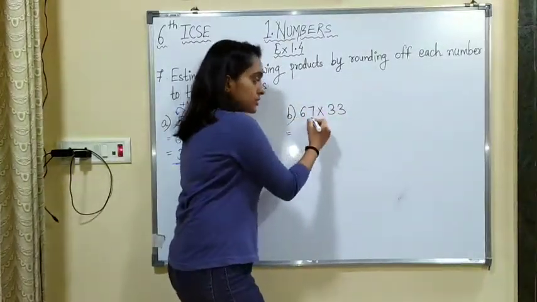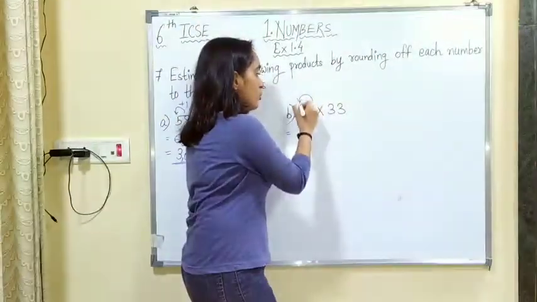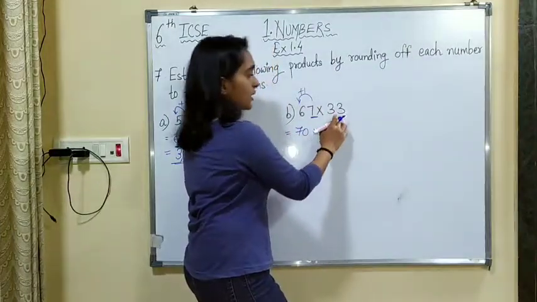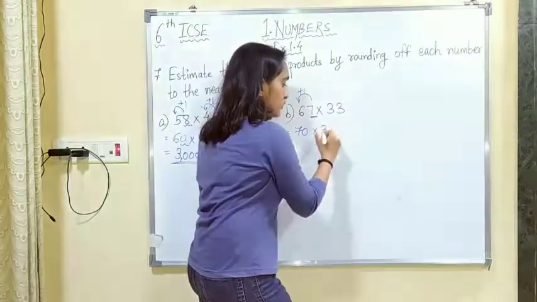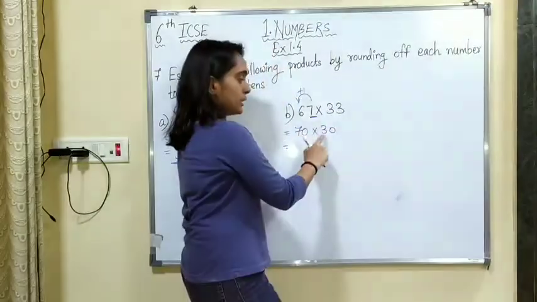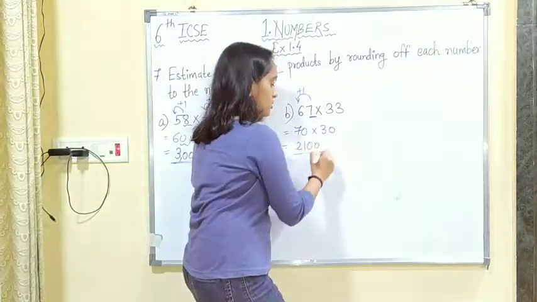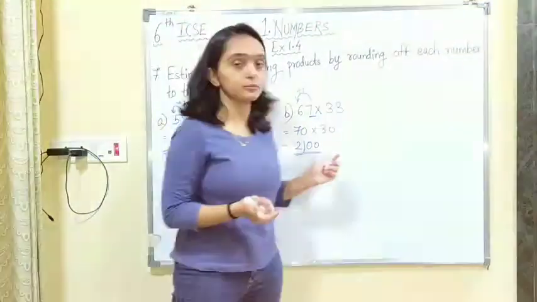Okay. So here 7 is there. 7 is greater than 5. Again we will add 1 here. So it will be 70. And here 3 is there. So we will just replace it by 0. So it will be 30. 7 multiplied by 3 is 21. And 2 zeros. So 2100 will be your answer.